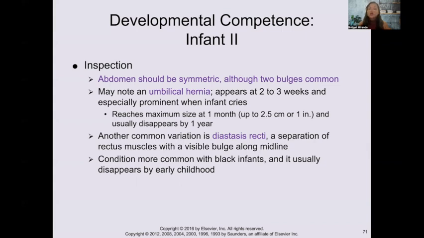There's another common variation. It's called diastasis recti, and this can occur in patients where the rectus muscle has a slight separation, so you see a little bit of a bulge. Sometimes it's more common with Black and African American infants, and then it will disappear in early childhood. Although I've seen this in the NICU across the board with different types of genetic backgrounds. So you may see it. I think I see it a little bit more because I was in the NICU and that's my major population, but it's not that common, but you may see some.